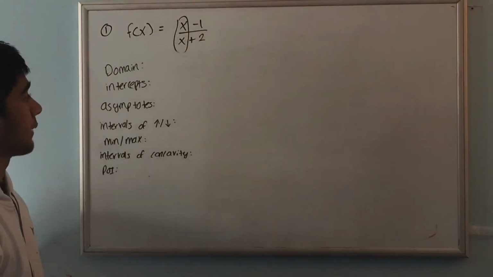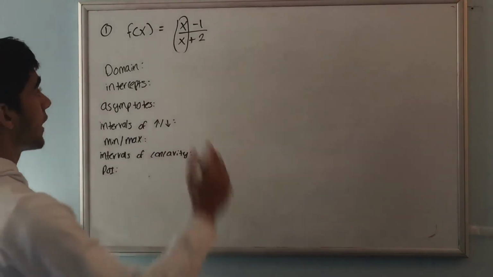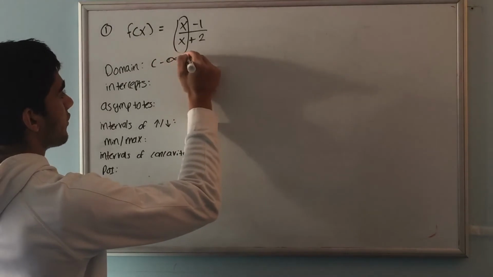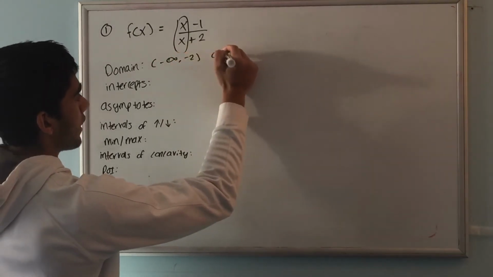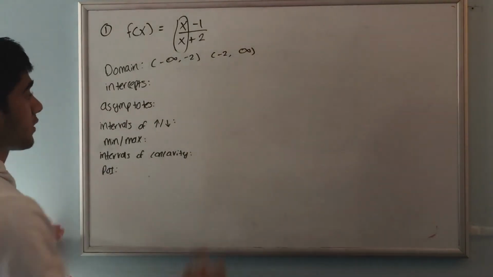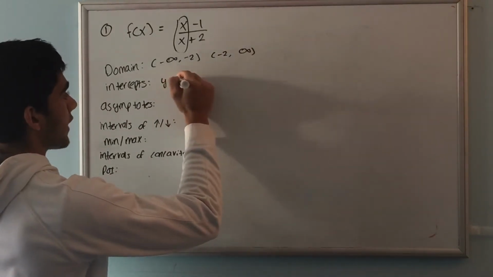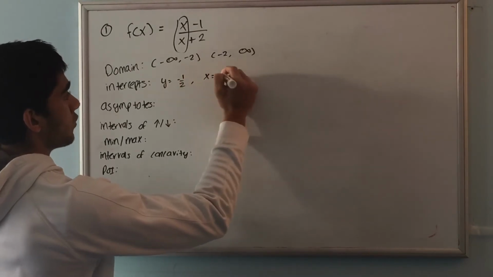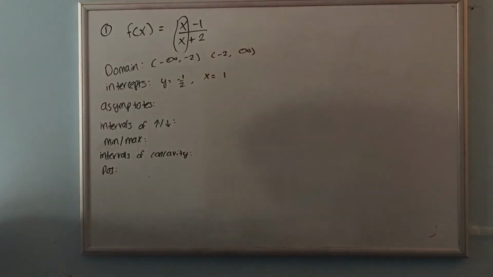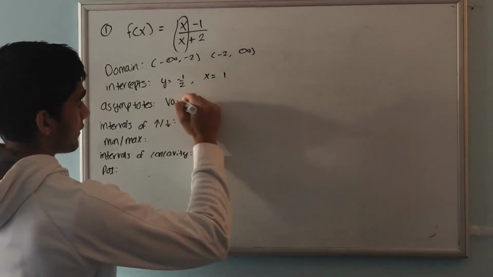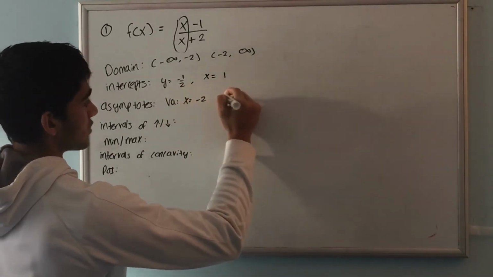So now I just wanted to recap everything we went through. The domain of the function, we said, is from negative infinity to negative 2, and then from negative 2 to positive infinity. We said there were two intercepts. The y-intercept was y equals negative 1/2, and the x-intercept was x equals 1. We said there were two asymptotes. The vertical asymptote was x equals negative 2, and the horizontal asymptote was y equals 1.